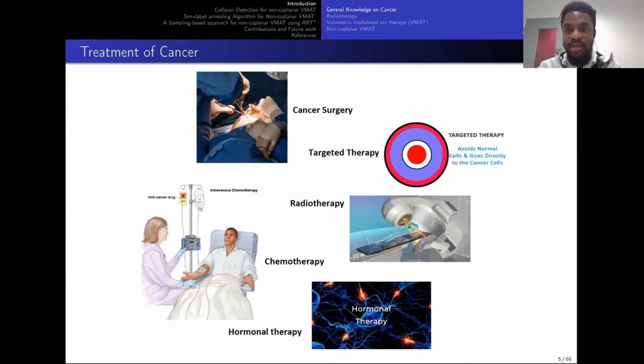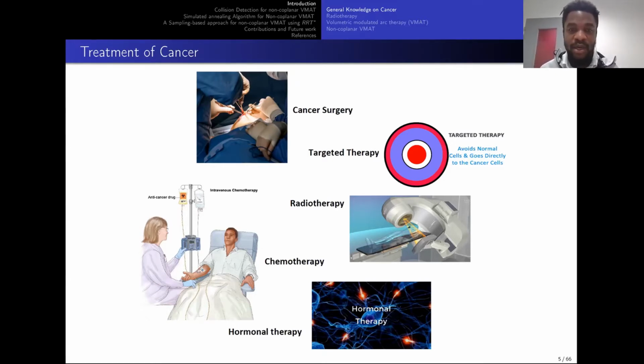So there are several ways that exist to treat cancer. One of them is surgery, where the surgeon makes a procedure to remove the tumor. There's also targeted therapy that tries to target specific cells in the body to treat the tumor. And the one we'll be focusing on is radiotherapy, which uses an external beam to try to kill the cancer cells in the patient using radiation. Or there's also internal radiation, sorry.